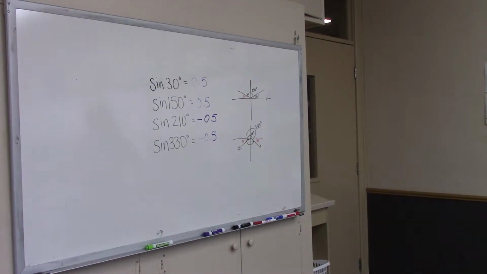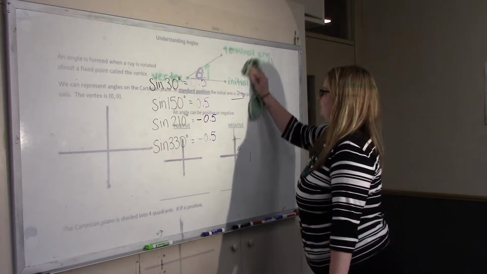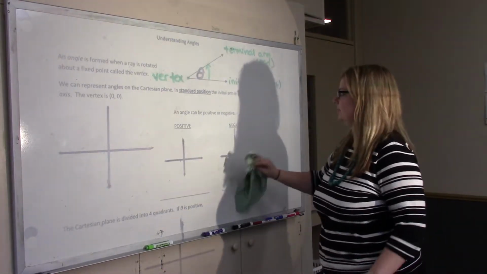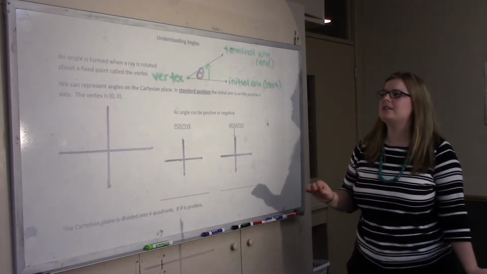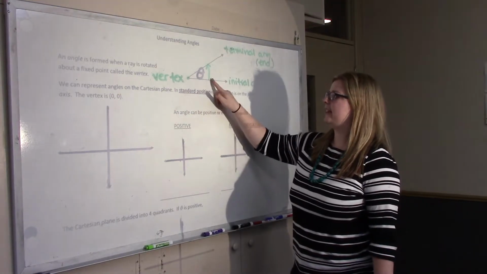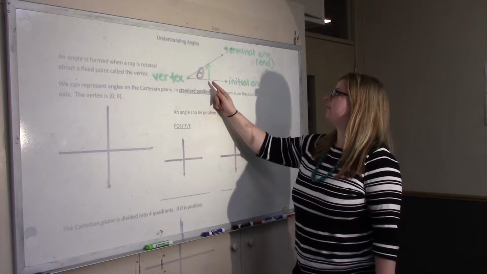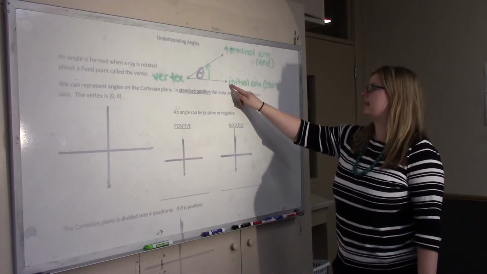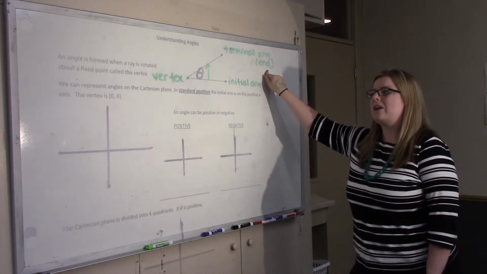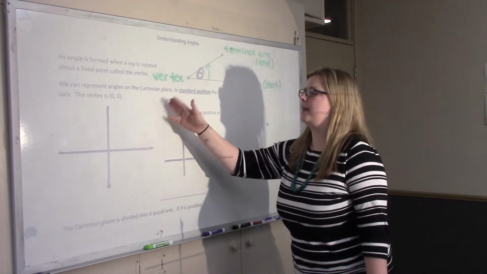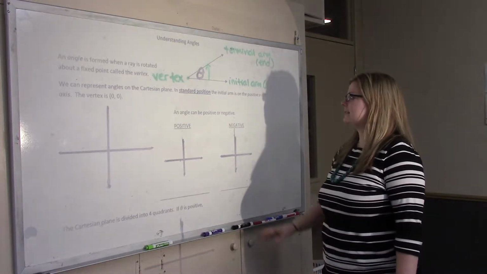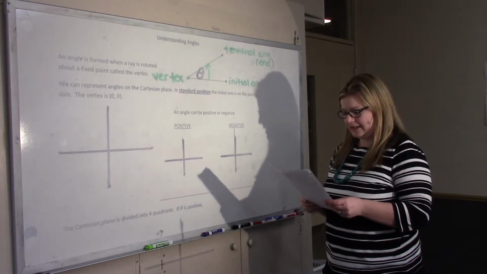First we need to start with some definitions about how to actually talk about angles on the Cartesian plane. An angle is formed when a ray is rotated about a fixed point called the vertex. This is the vertex, here's the angle theta. It's rotated from this initial arm, which is the start, and it's rotated through the terminal arm, which is the end. We can represent angles on the Cartesian plane, which just means the x and the y-axis. In standard position, the initial arm is on the positive x-axis, and the vertex is 0, 0.